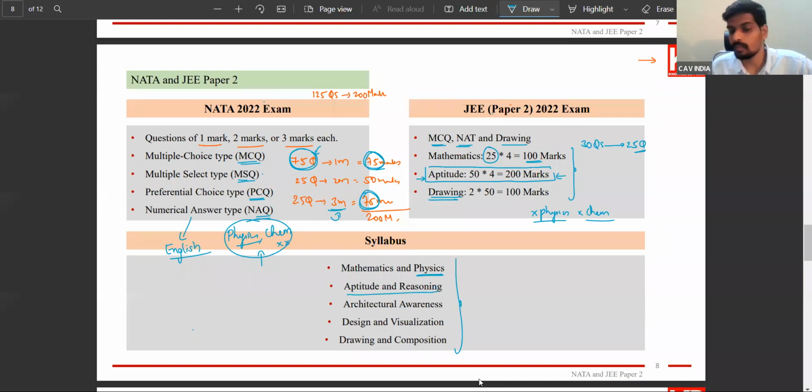Aptitude and reasoning is for both the exams, NATA and JEE. Architectural awareness, which covers history of architecture, building construction, building materials, and parts of a building. All these are tested in both the NATA and JEE exams. Design and visualization of objects, and drawing and composition as well.